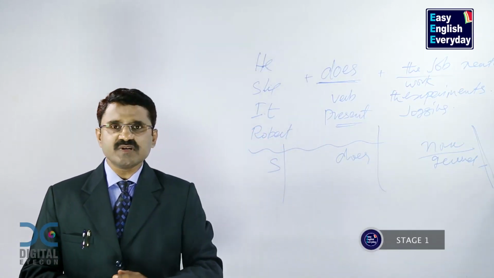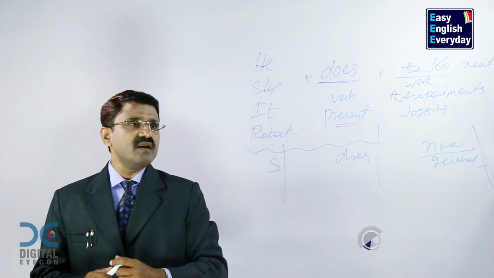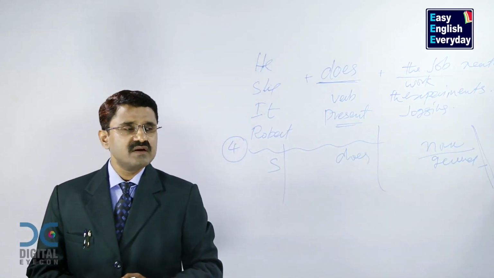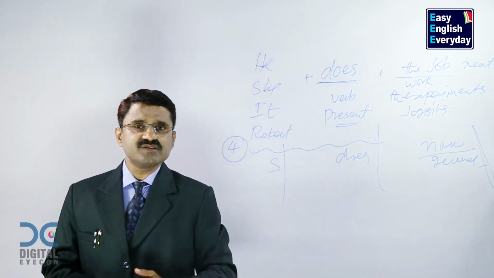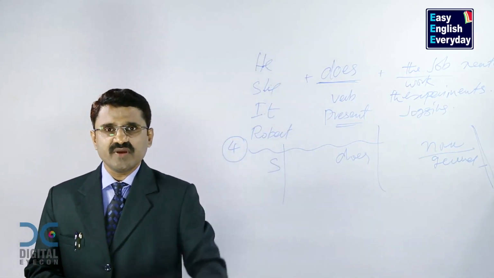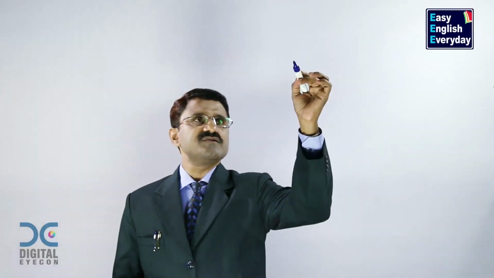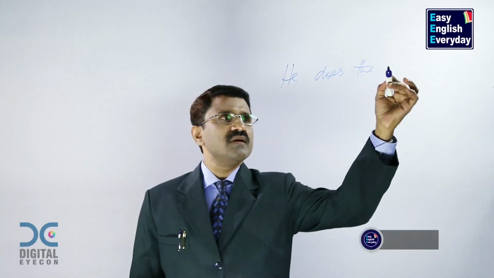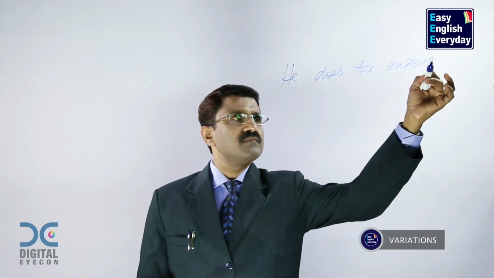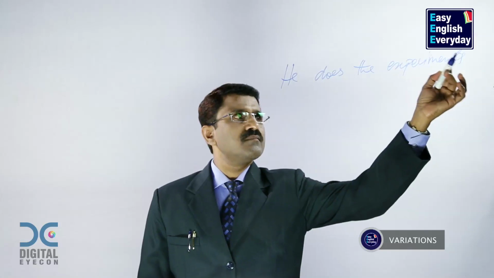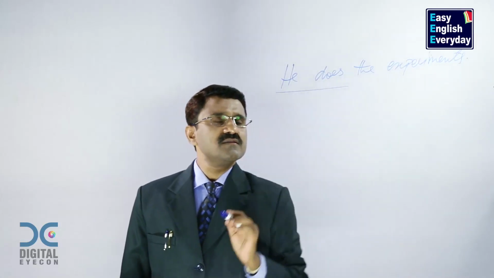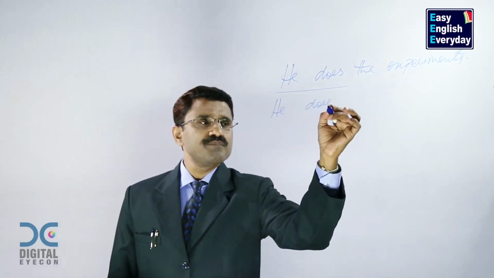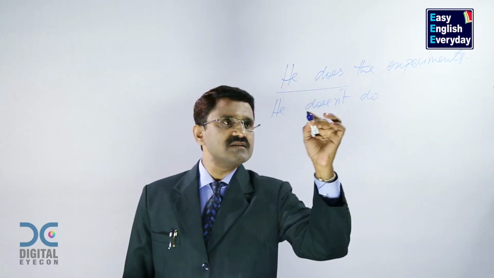Now after making some sentences like this, immediately try to know how you can make four forms with them. I will tell you how each sentence can be converted into four variations. Look at these sentences. He does the experiments. Now, how to convert this into negative form? He does not, he doesn't do.